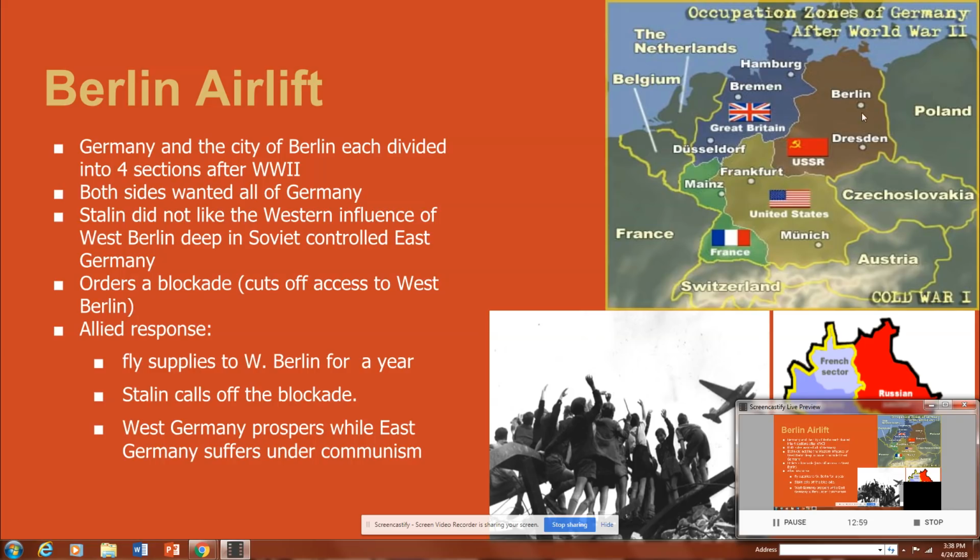And so people who lived in East Berlin and East Germany had a much different experience than the people who lived in West Berlin and West Germany. And we were rebuilding West Germany and West Berlin and trying to get them back on their feet. The Soviets were pillaging those parts of the country and punishing the Germans for what they had done in World War II. And Stalin did not like these elements that were in West Berlin. He wanted this all to be communist.